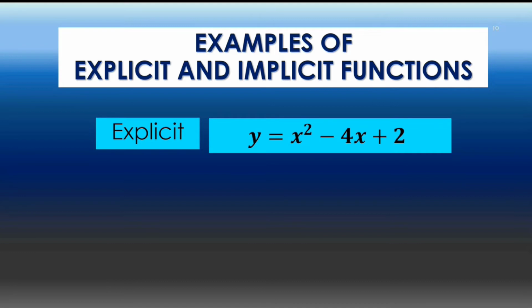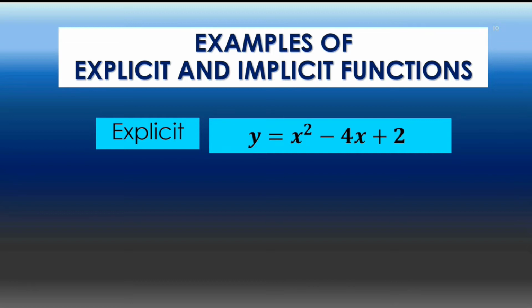The explicit function y equals x squared minus 4x plus 2. You already know how you are going to differentiate this. You differentiate the left side, which becomes y prime, and then the right side by the power rule for the x squared, so we have 2x minus, then 4x by constant multiple, the answer will be 4. And the plus 2, the derivative of this constant is 0. So you already know it.